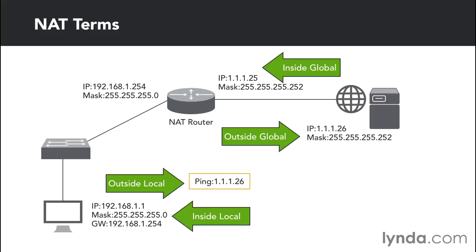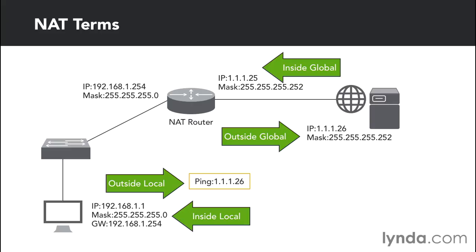Now, what about the outside local? What happens to that address? That stays exactly the same. That does not change. That is the public address of that particular server or whatever it is that you're trying to get to. So the only difference is that once it goes through the NAT router, it's considered the outside global address. It's no longer local.